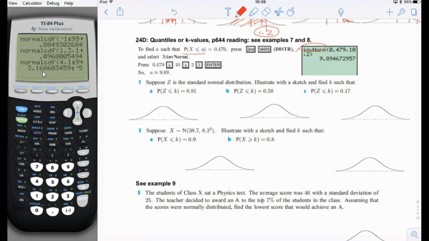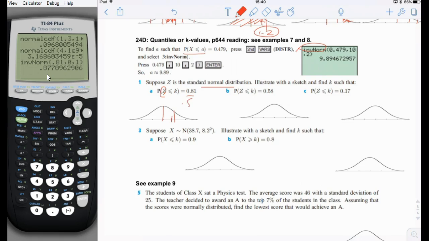Suppose Z is a standard normal distribution. Illustrate with a sketch and find K such that the probability Z is less than K is 0.81. Okay, so let's see. We're going to do second distribution, inverse normal, and we're going to put in that the area is 0.81. The area is the same as the probability, right? It's just the standard normal distribution, so mu is going to be 0 and sigma is going to be 1. So we don't need to do anything else there. And we find out that the answer is 0.878. What does that mean? Well, here's 0, here's 1, so 0.878 would be about there.